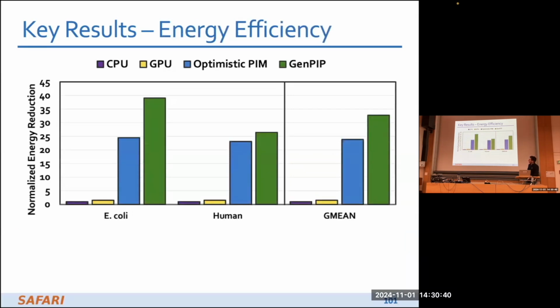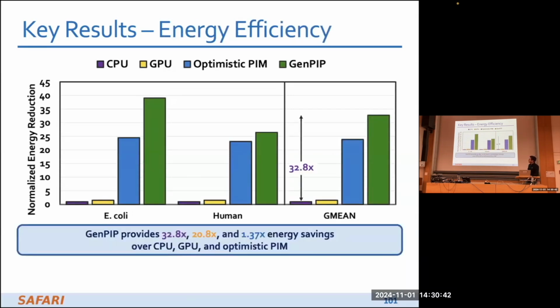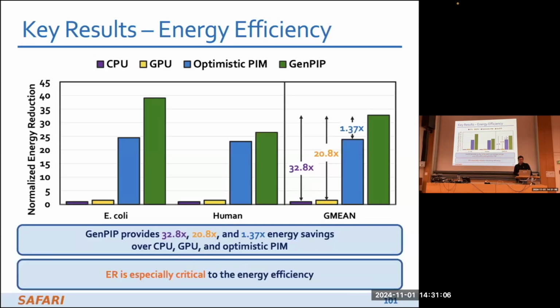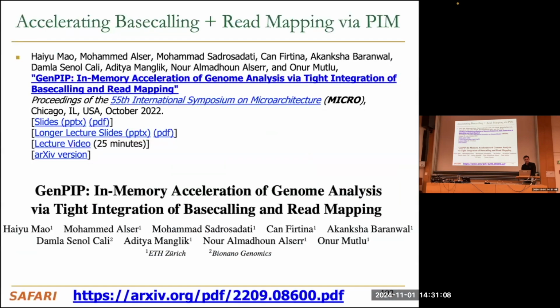We also look at the energy reduction that we're getting. Similarly, GenPIP reduces energy because it doesn't only reduce the data movement, but it also reduces the unnecessary data movement and useless computation. By doing so, we can even improve the energy reduction compared to this optimistic PIM, because it still does some useless computation.